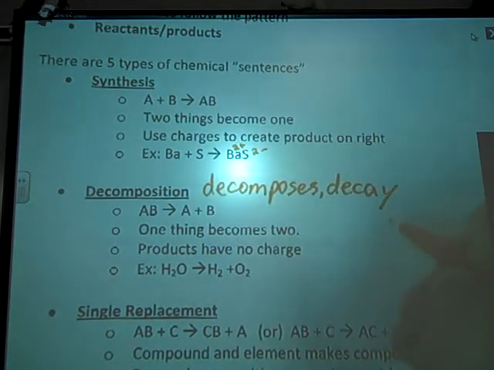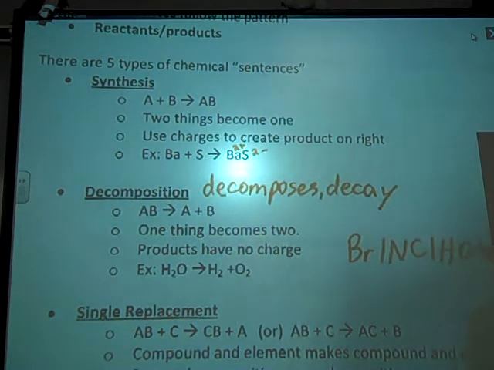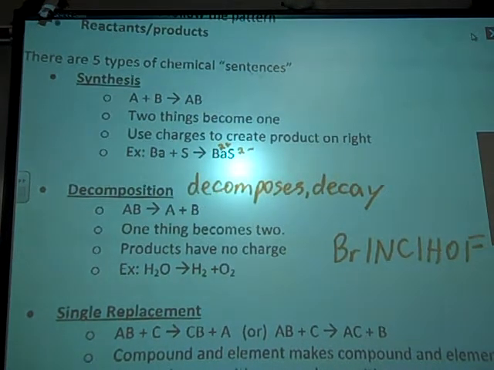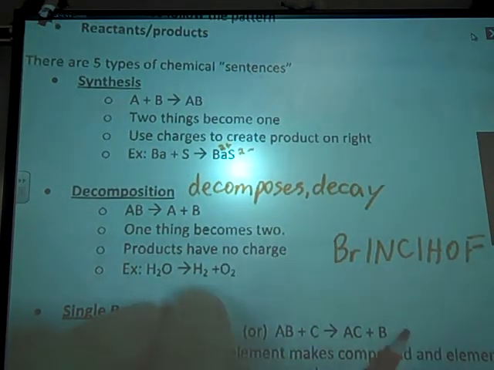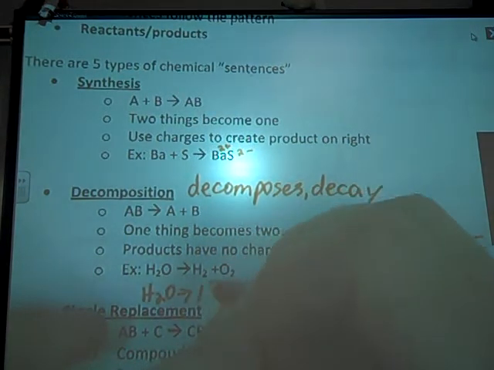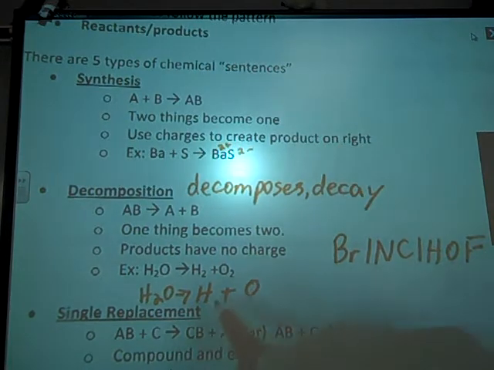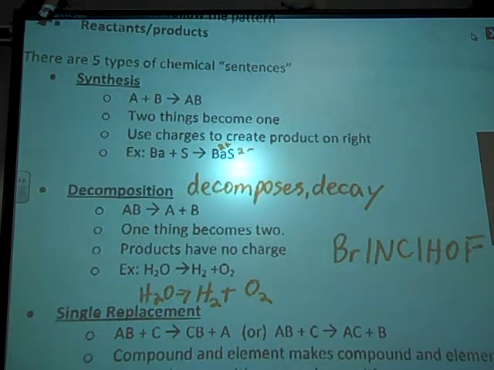If you remember in a previous section, we talked about a mnemonic called Brinkelhoff: bromine, iodine, nitrogen, chlorine, hydrogen, oxygen, and fluorine. These are the 7 elements that will never be found alone. So when you see them by themselves, as they would be in this example, they're not part of a compound, they're not attached to anything else, so you need to put a little subscript of a 2 behind them.